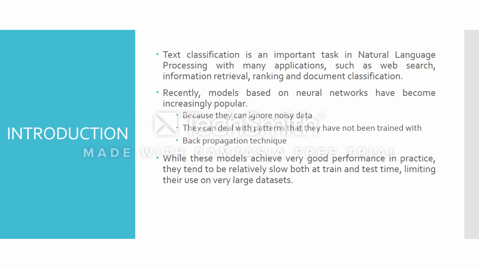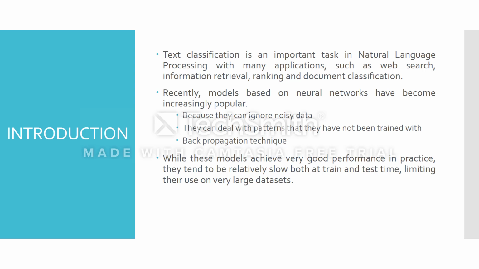So what is text classification? It is an important task in natural language processing with many applications like sentiment analysis, information retrieval, document classification, web search, and stuff like that. So recently, models with neural networks, that is deep learning, with layers and layers of neural networks, have become popular because they are really accurate. Even though they are accurate, because of the layers, the work is divided between the layers. They take a lot of time to train and test.